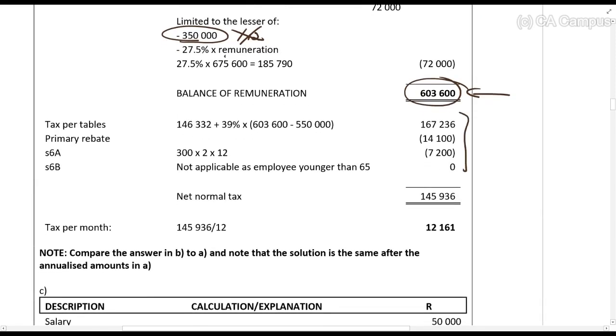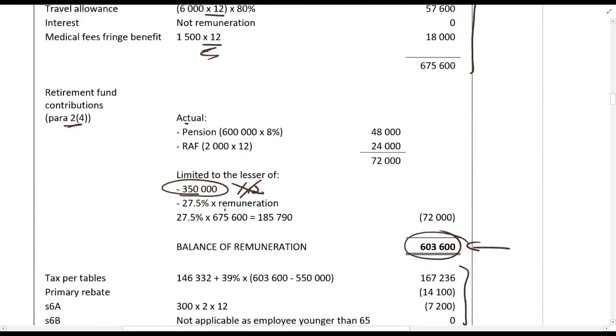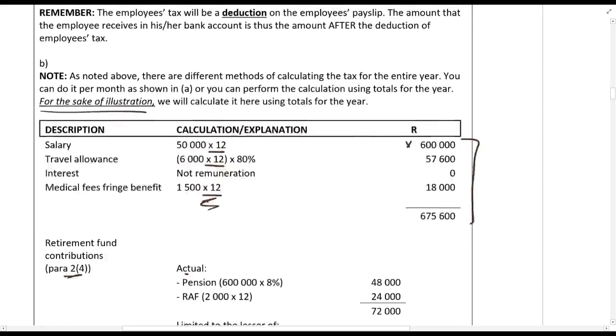Calculate all tax, and this is our net normal tax for the year. Right, 145,936. So that is what it would be for the year. Again, if you want it per month, you would divide it by 12 and you get 12,161.